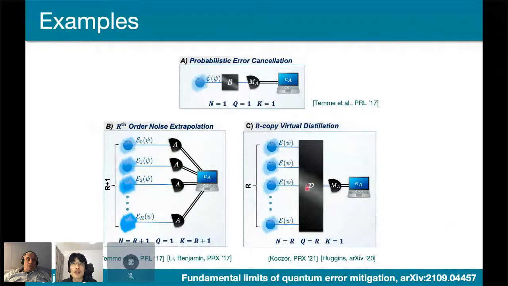This D is known as a derangement operation in these papers. Then I make a measurement at the end, and again do the classical post-processing. So this is an example of the R1 error mitigation, because I have now the R copies of these noisy states, but I have only one experiment. Then I do it many times. Yeah, so these are some examples.